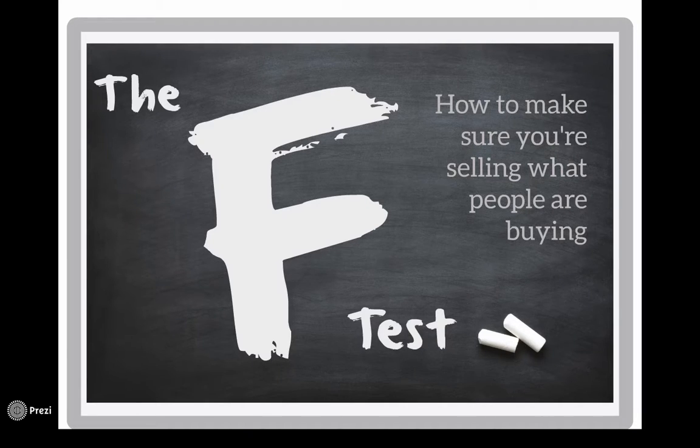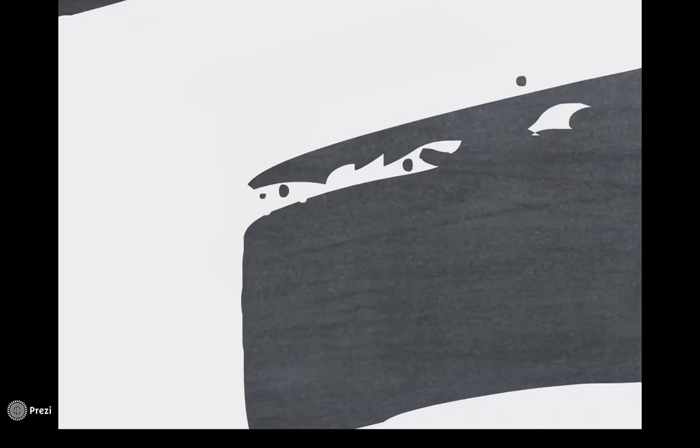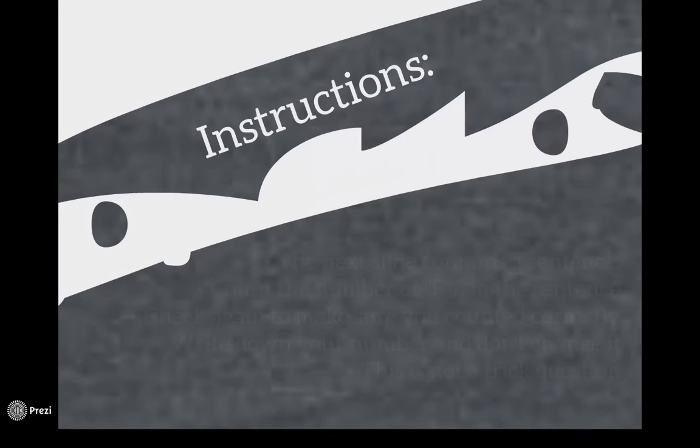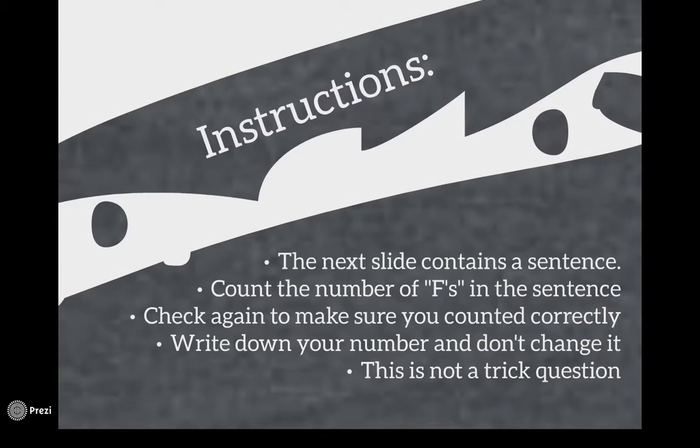What I want you to do is on the next slide, there's going to be a sentence written out. I want you to count the number of F's in the sentence. Then I want you to check again to make sure you counted correctly. And I want you to write down your number and don't change it, even though I won't really know if you changed it because this is virtual. And this is not a trick question. You ready? Okay.